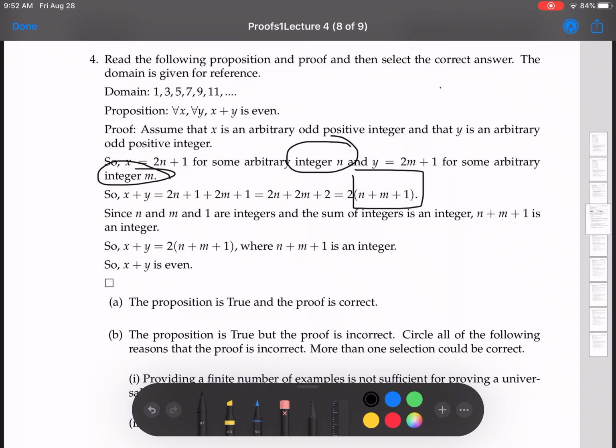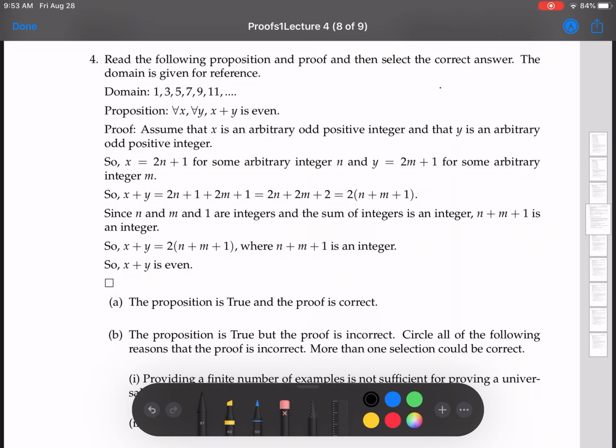Okay, because we've declared n to be an integer and m to be an integer, then we know that n plus m plus 1 is an integer. And so therefore we know that x plus y is 2 times some integer. So then it's even. Okay, so the next step in the proof is really just commenting on why we have satisfied the definition. Since n, m, and 1 are integers, and the sum of integers is an integer, we know that n plus m plus 1 is an integer.